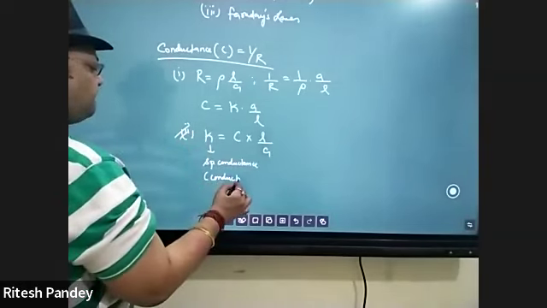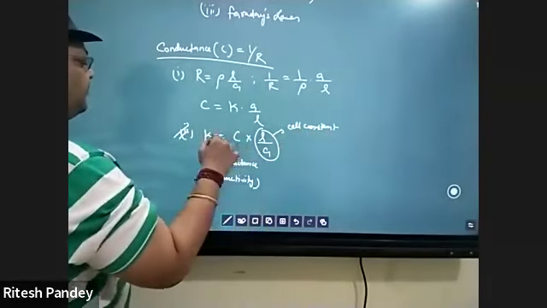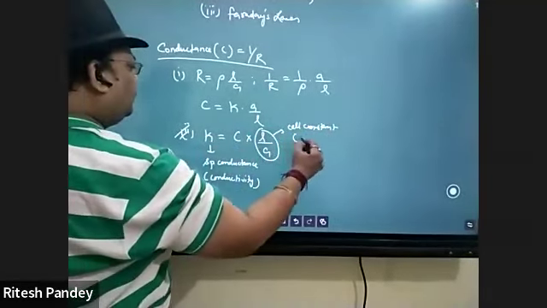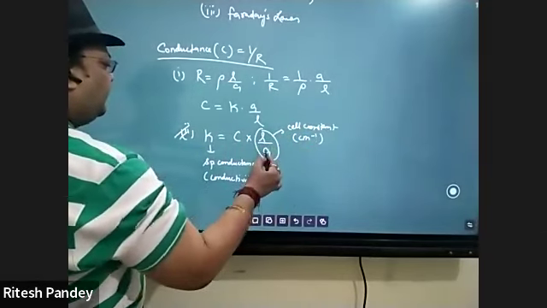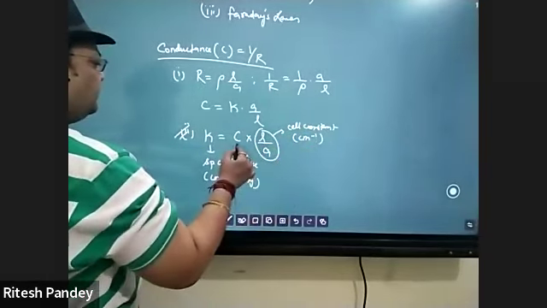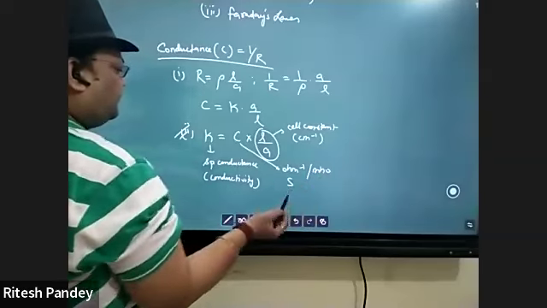Conductivity. G star is certainly called cell constant. For some reason, we prefer CGS units here. So here the unit will be per centimeter, this being length, this being area. This is per ohm per centimeter. This is per ohm, I'm sorry. This is per ohm, also written as mho, at times written as Siemens.